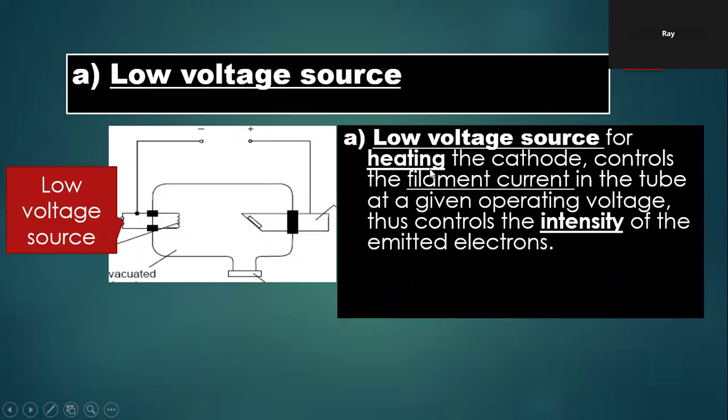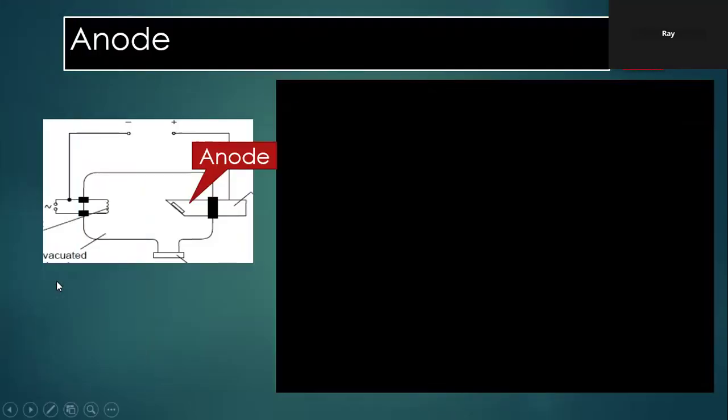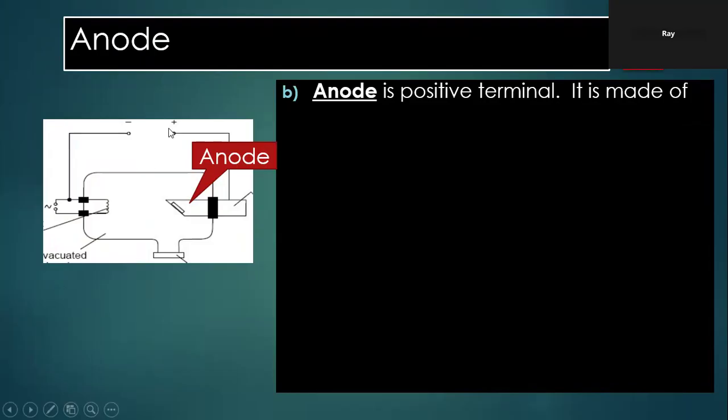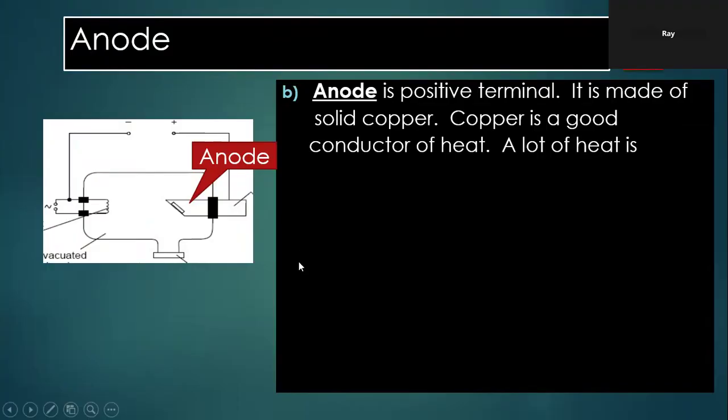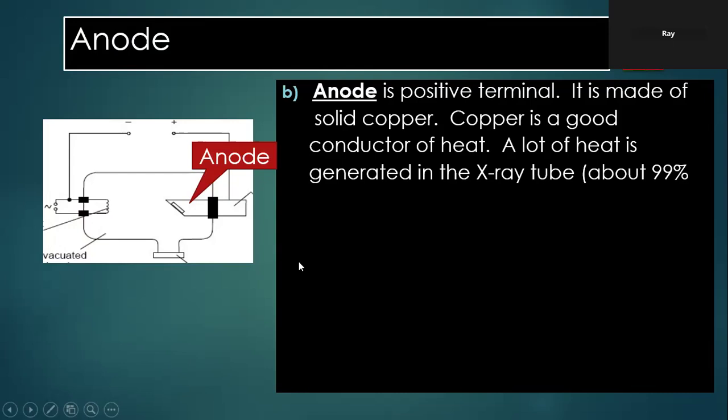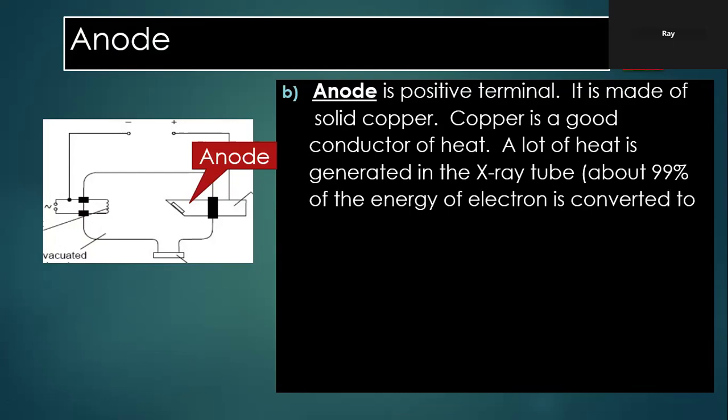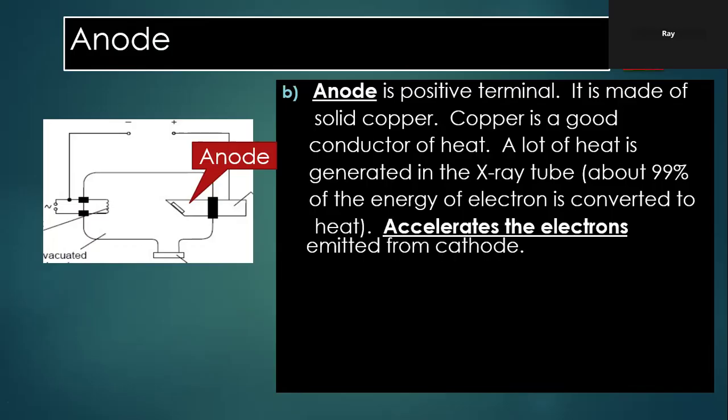The low voltage source for heating the cathode controls the filament current in the tube at a given operating voltage and controls the intensity of the emitted electrons. Depending on the current, the amount of electrons emitted is controlled by that low voltage source. The anode is positively charged. It's made of solid copper. Copper is a good conductor of heat. A lot of heat is generated in the X-ray tube. About 99% of the energy of the electron is converted to heat.